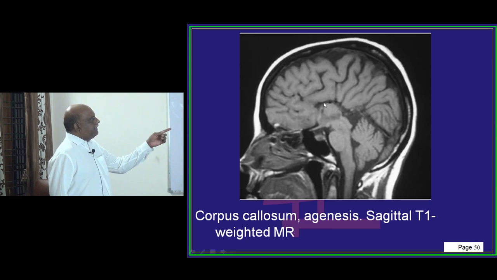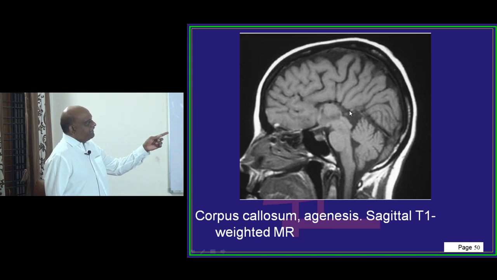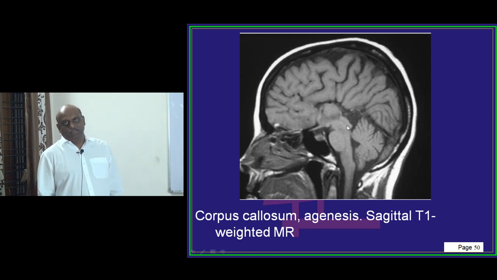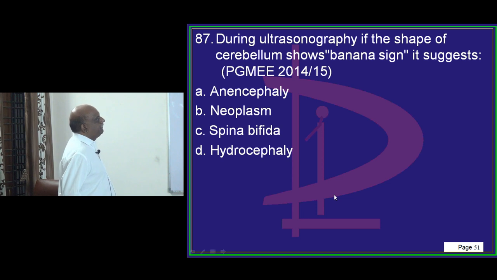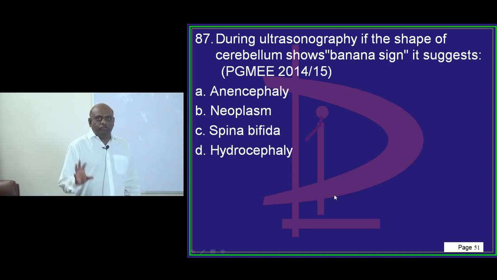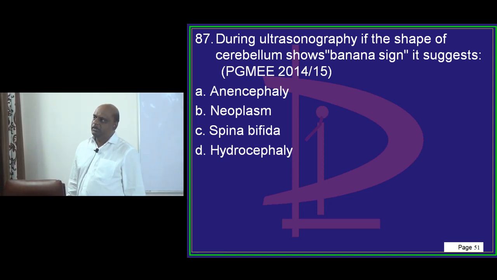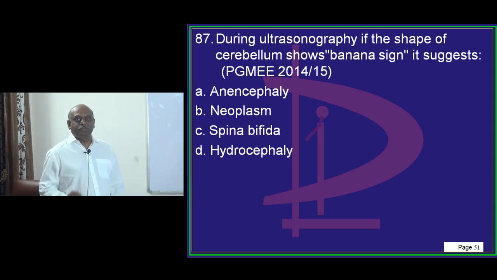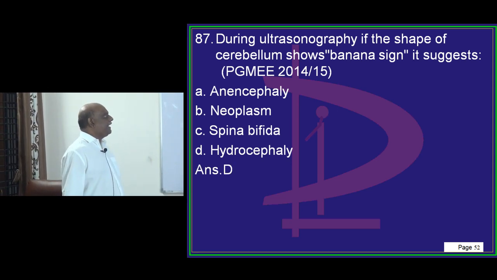So this is a sagittal T1 weighted MR where the corpus callosum, which is supposed to be there, is missing. That is what you need to understand. You have done an ultrasound and a banana sign is found. Where you see this banana sign is a favorite question of the examiner.